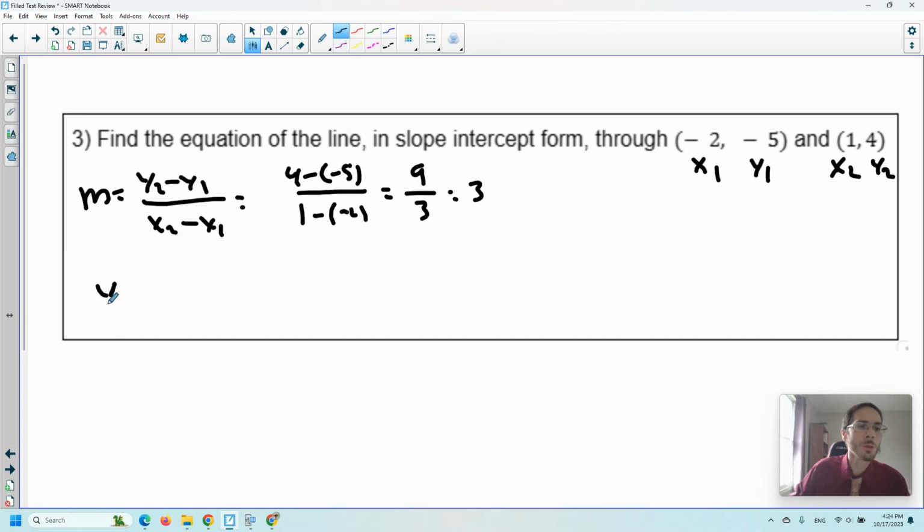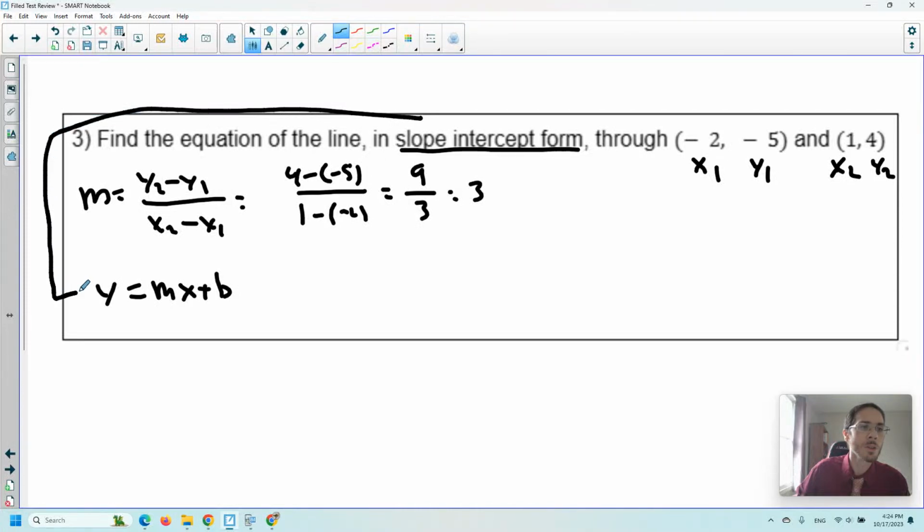Then we need to use y equals mx plus b, because it says it wants to be in slope-intercept form. And so this is our slope-intercept form. And we're just going to plug them in. So again, for y and x, we're going to use x1 and y1. So we got -5. This is the slope, so equals 3. x is -2, and then plus b. And we're trying to figure out b.